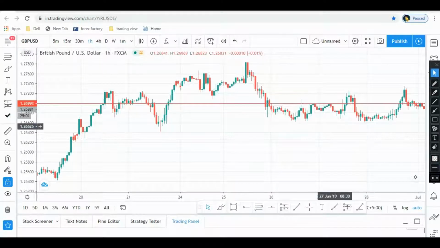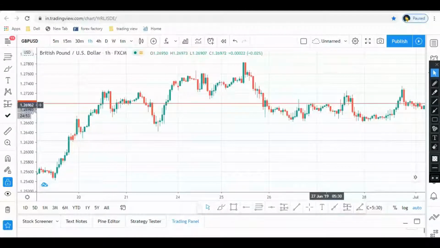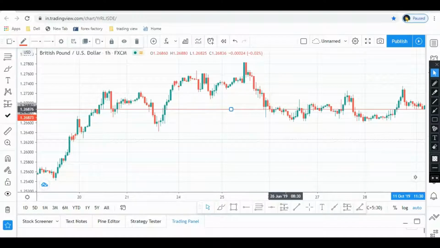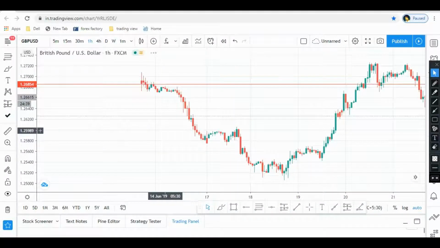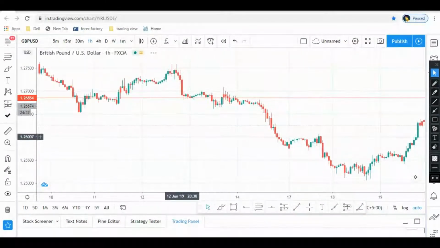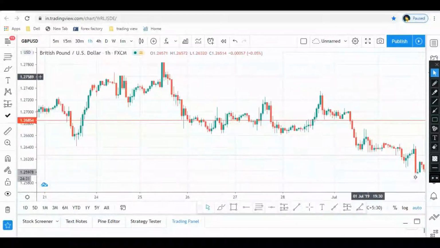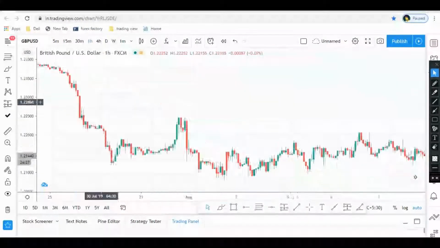Okay, I have removed all the lines. So let's find out which area I'm talking about. I would rely on this area, this particular area. Let's see how exactly this works. Okay, now I am very reliable on this area. So I will simply wait.